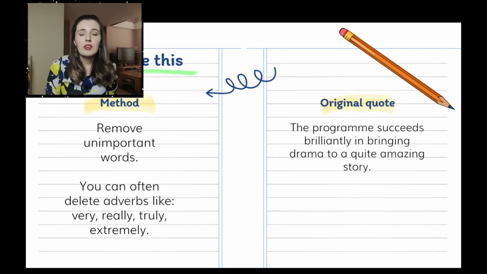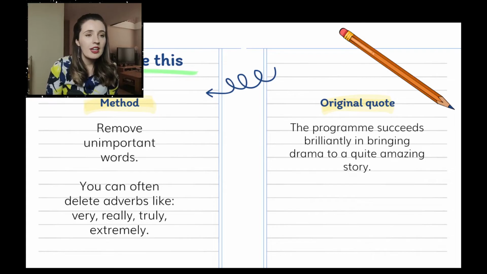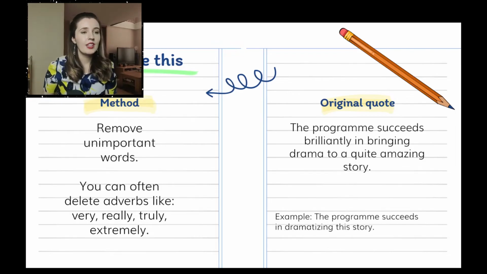So here's a quote from the original article. The programme succeeds brilliantly in bringing drama to quite an amazing story. Go onto your worksheet. How would you summarise this, paraphrase this, removing some of those unnecessary words? Which words are you going to take out? Pause now and have a go at it. And here's my example. The programme succeeds in dramatising this story. So I've got rid of the word brilliantly and I've got rid of the word quite. And we've kept the meaning the same, but we've made the sentence shorter.